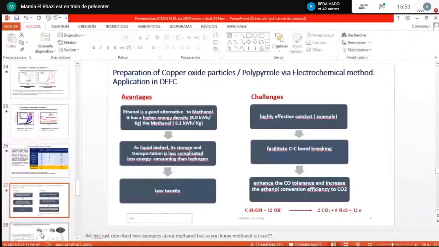But the challenge in the direct ethanol fuel cell is to have a highly effective catalyst and also to facilitate the C-C bond breaking or cleavage, also to enhance the CO tolerance and increase the ethanol conversion efficiency to CO2. And for this, we prepared 2 kinds of material, and we used a very creative approach with the activation of the surface of the electrode.